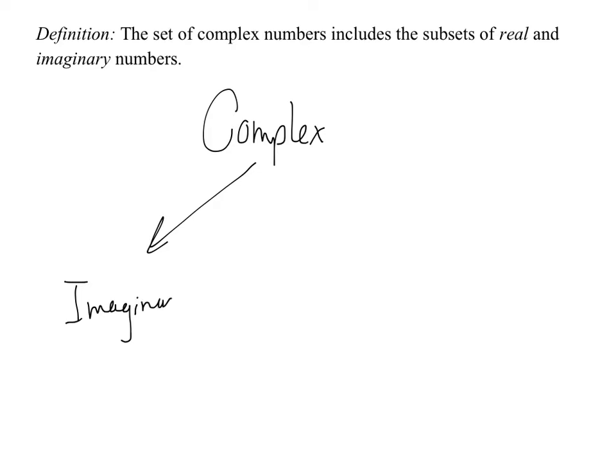imaginary and real. If there's no imaginary part to the complex number, it's real. If there's no real part, if there's even an imaginary part at all, it's imaginary. Then within real, we have our other subsets that we've looked at already. So complex numbers include both of those subsets.